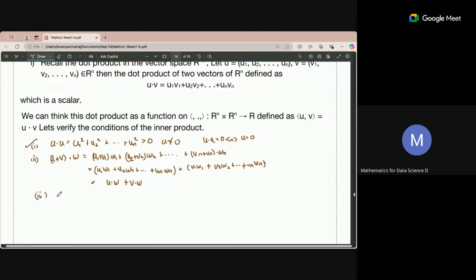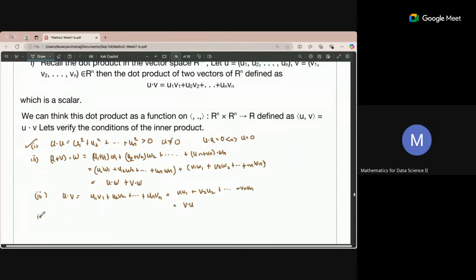And what is the third one? Third one is very obvious. You just have to shift positions. So you know that this is u1 v1 plus u2 v2 plus etc. un vn. You can write it as v1 u1 plus v2 u2 plus etc. vn un. So this is nothing but v dot u, right?